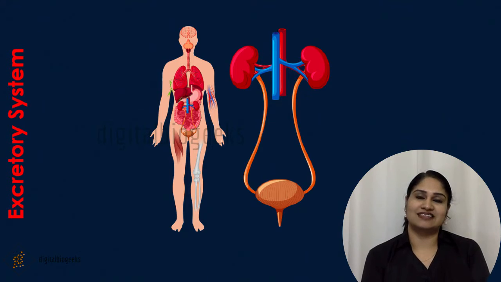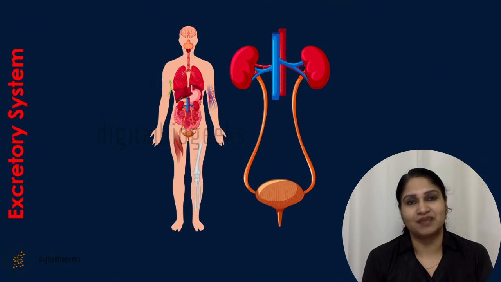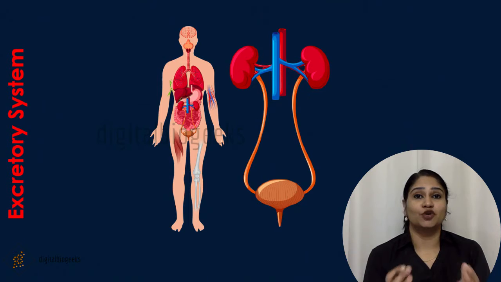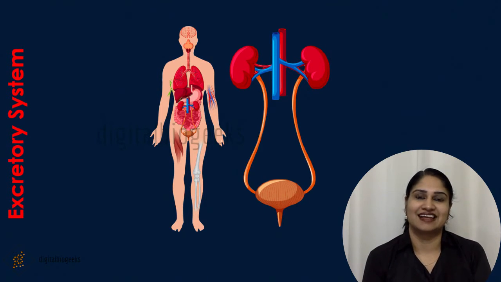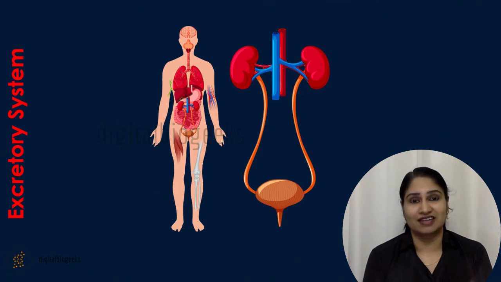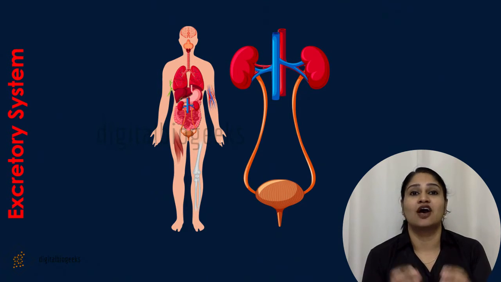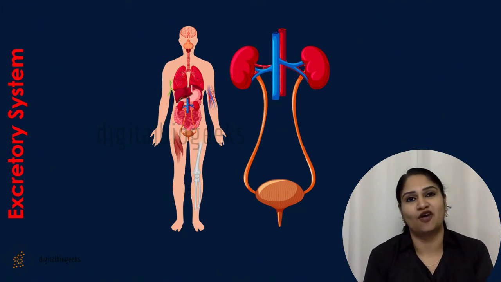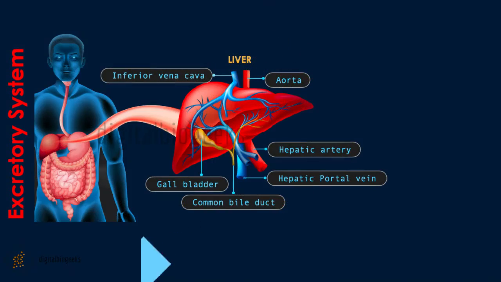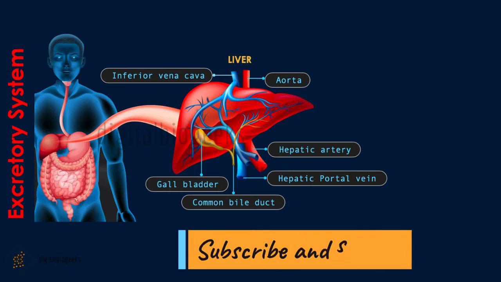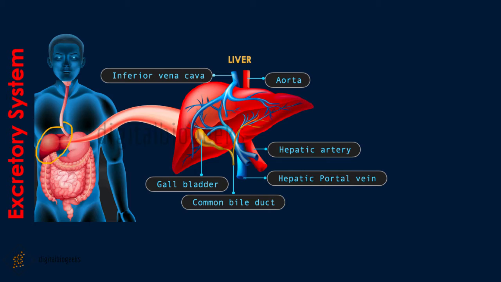The other organs included in the excretory system are the ureter, urinary bladder, urethra, lungs, liver and sweat glands. Let's understand how these organs help to maintain homeostasis, or help in the excretion of waste from our body. The liver is an organ situated under the rib cage on the right side of the abdomen. One of the main functions of the liver is to detoxify toxins from our body.